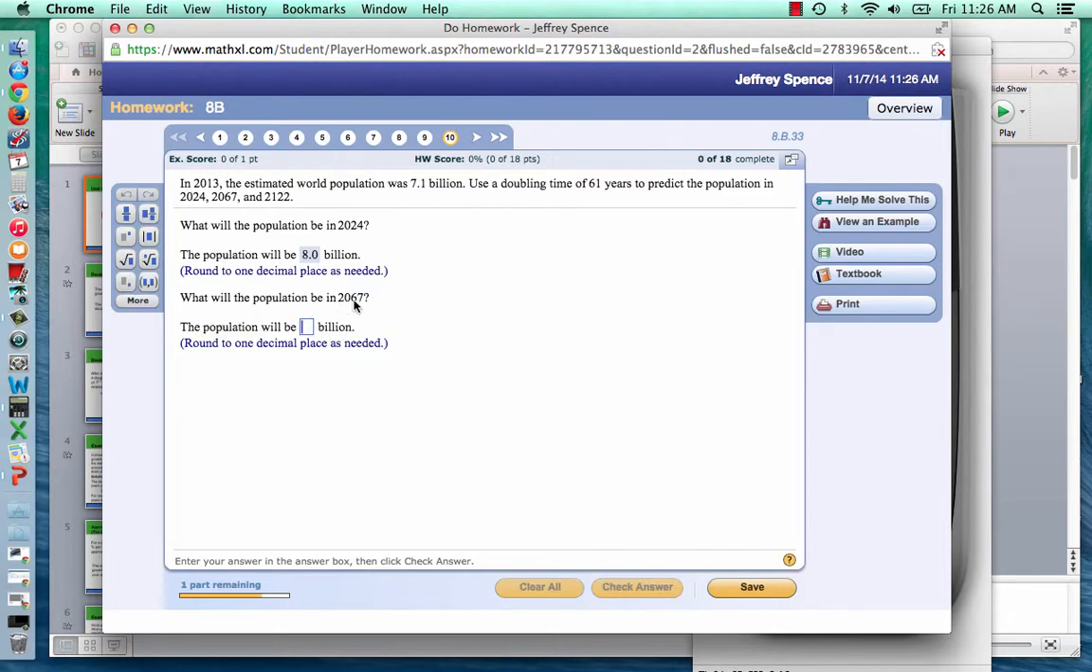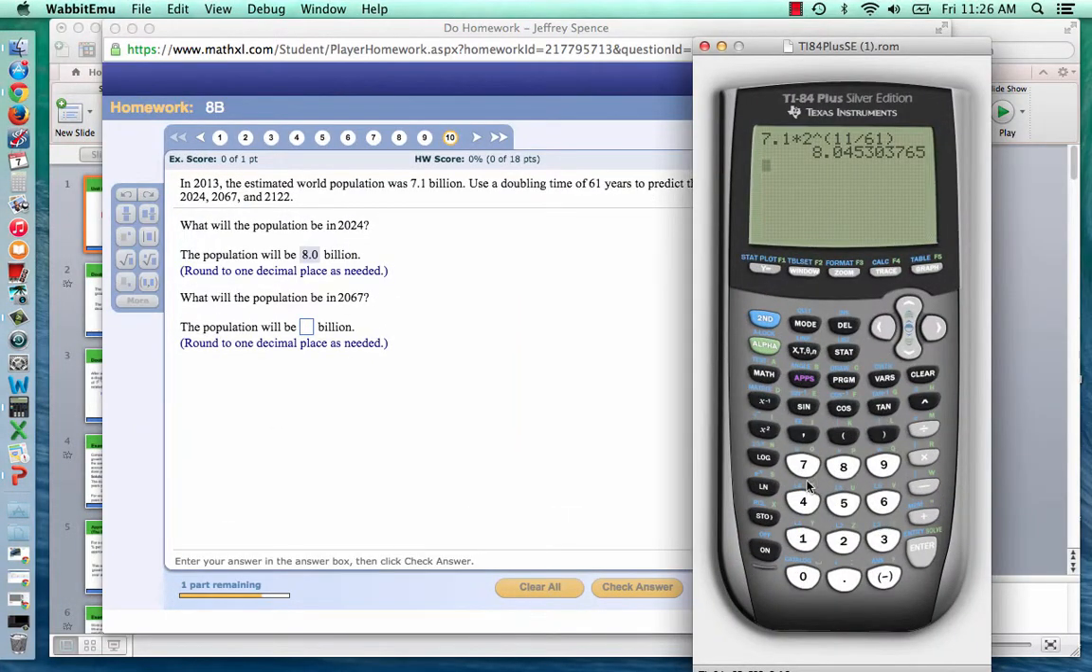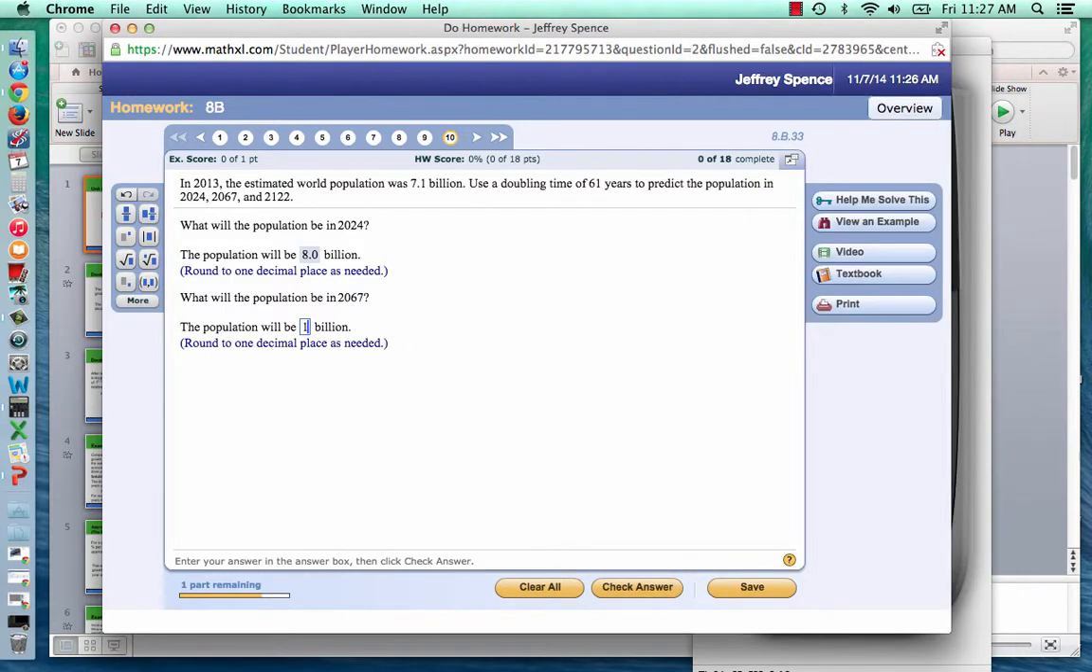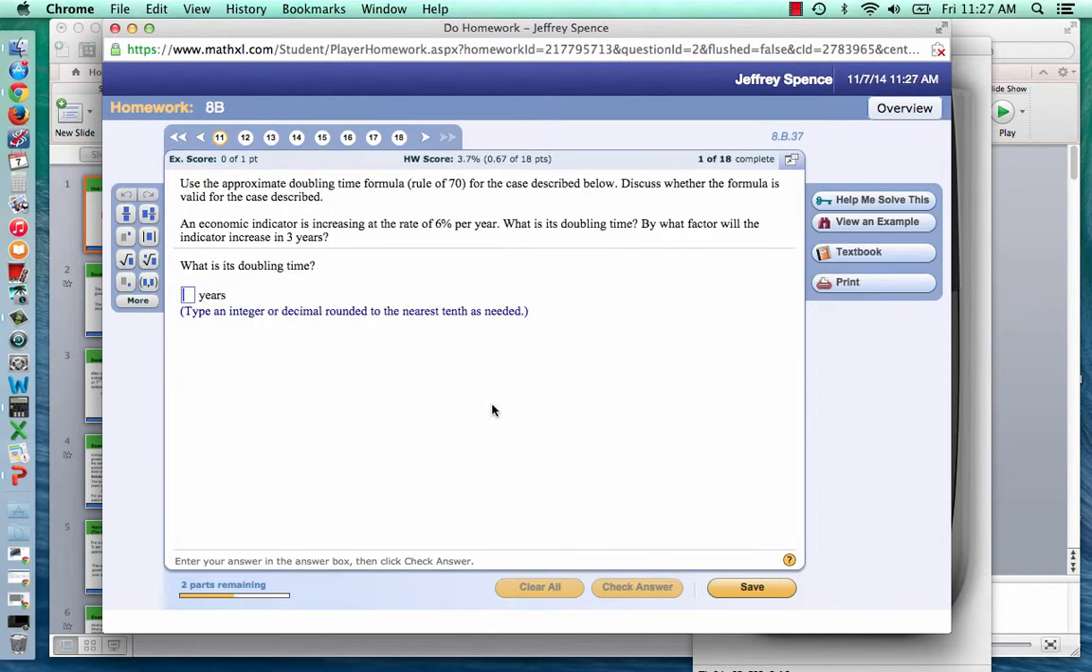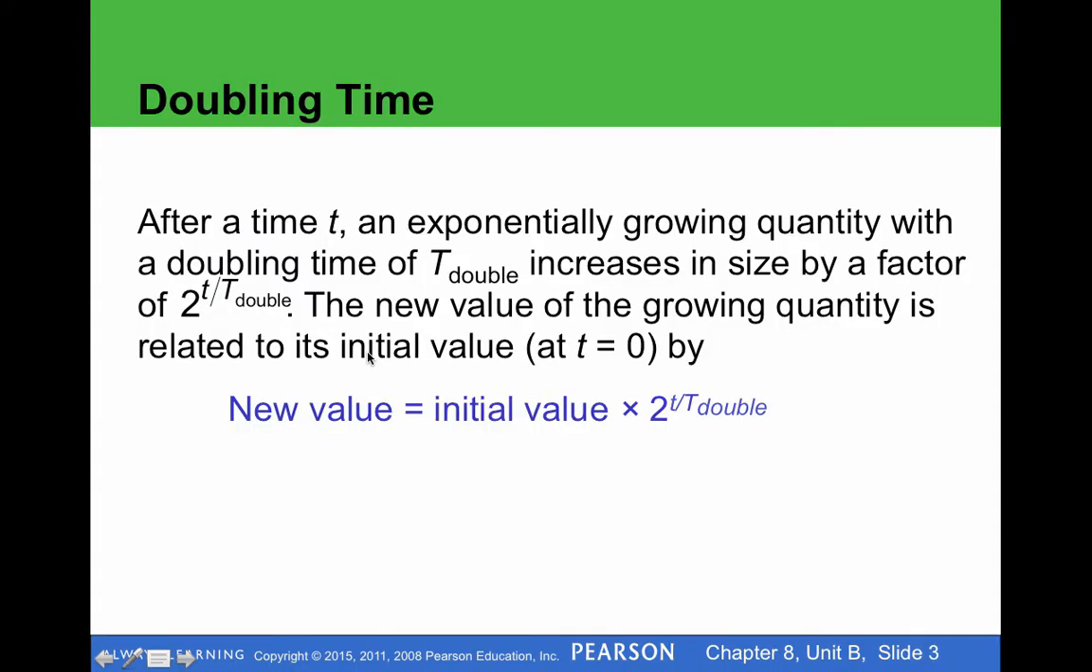So what will the population be in 2067? We'll have to figure out how many years have passed. So 2067 minus 2013 is 54 years. So I'm going to use the time of 54 years, but everything else is the same. So I'm going to do 7.1 times 2 to the parenthesis. Now we're talking about 54 years is the time that has elapsed, divided by the doubling time of 61. The world population will be about 13.1 billion.